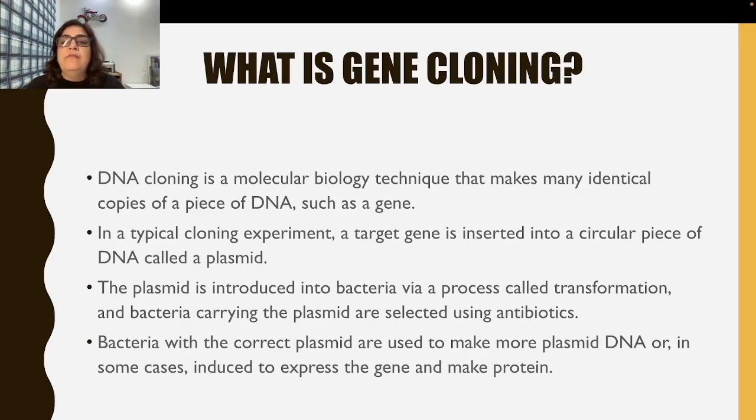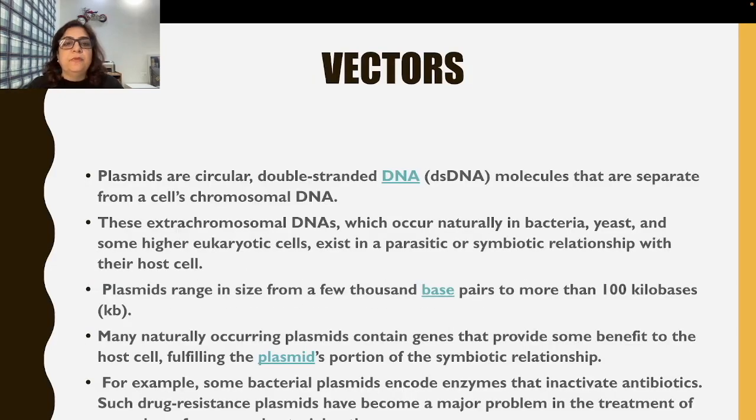the bacteria via a process called transformation, and the bacteria carrying the plasmid are selected using antibiotics. Bacteria with the correct plasmid are used to make more plasmid DNA, or in some cases induced to express the gene and make protein. Now, plasmids are circular double-stranded DNA molecules that are separate from the cell's chromosomal DNA.